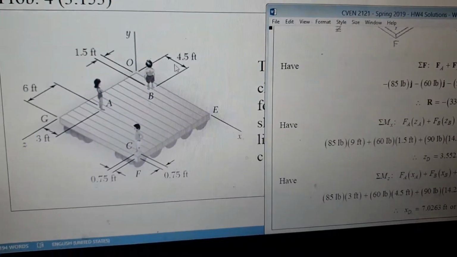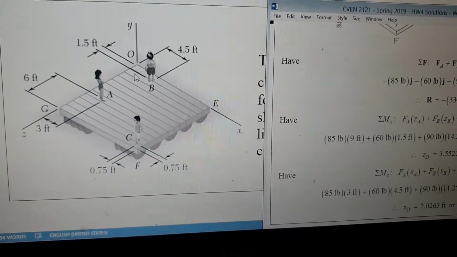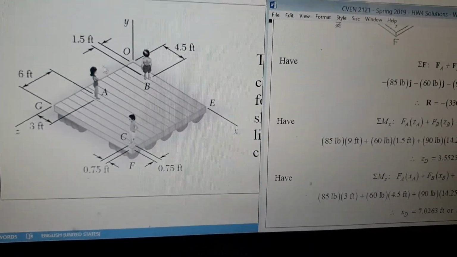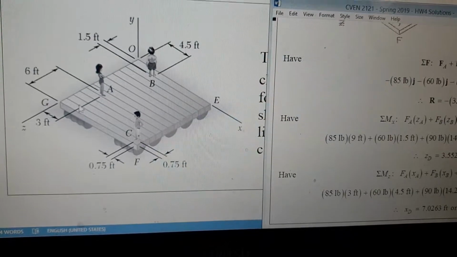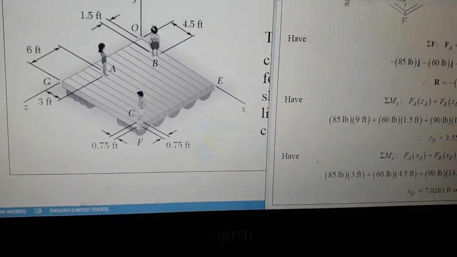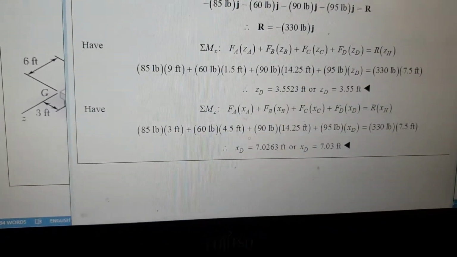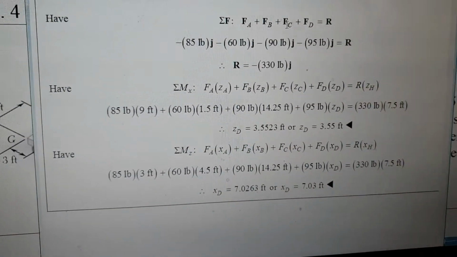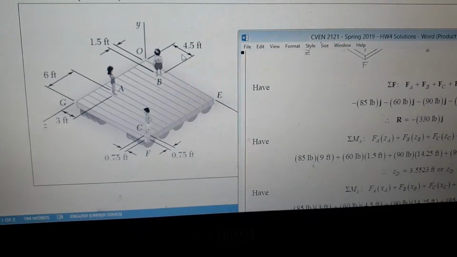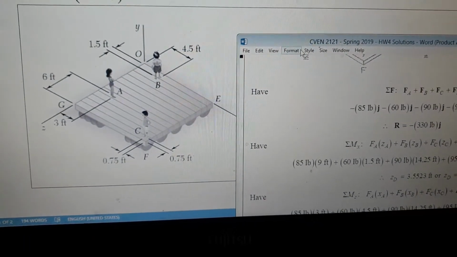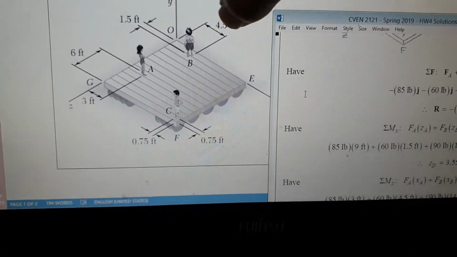Let's find the other one, the summation of moment at the z. Now, moment at the z, perpendicular to the z, but on the x-axis. A, you can see it, is 3 feet. So 85 times 3. And let's look at the 60 pound. You can see 60 pound is 4.5 feet.